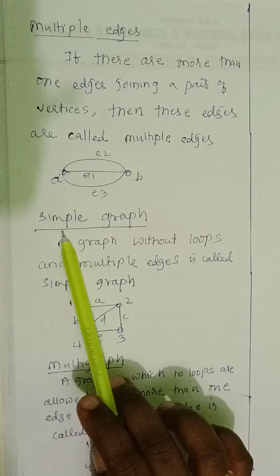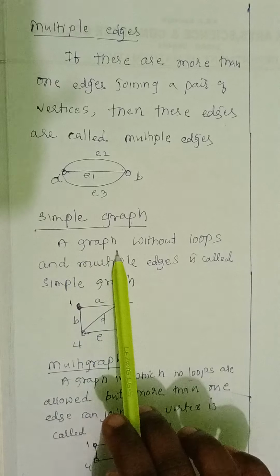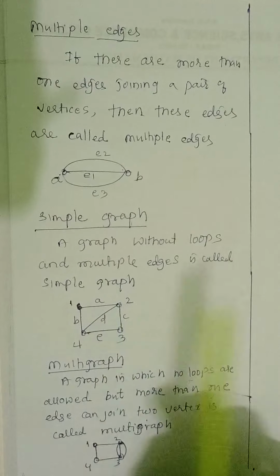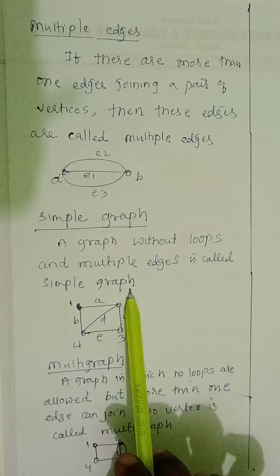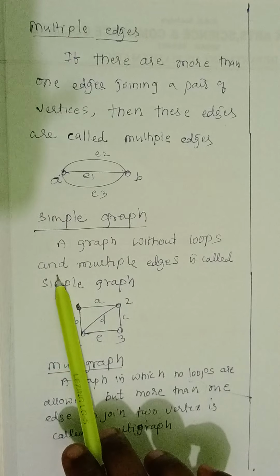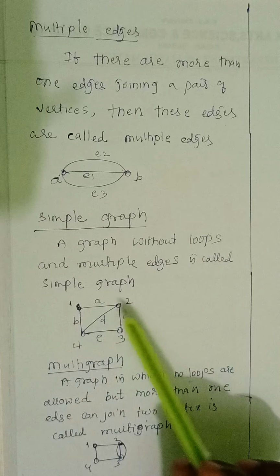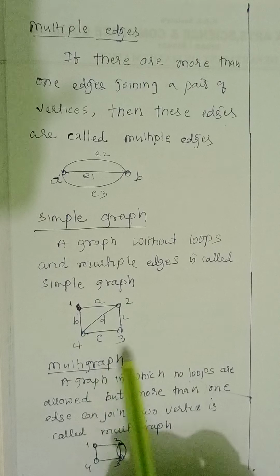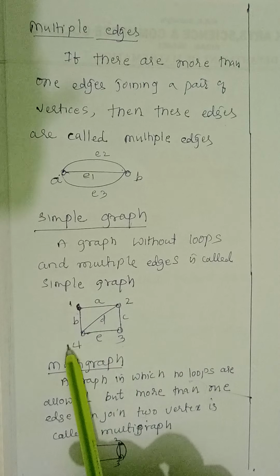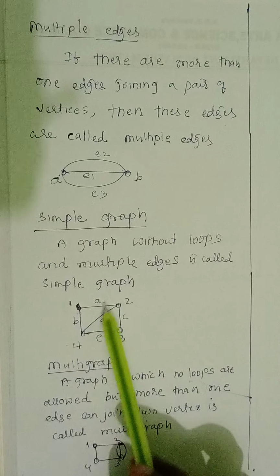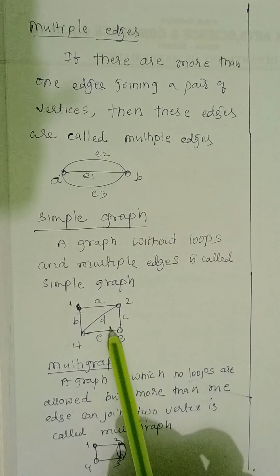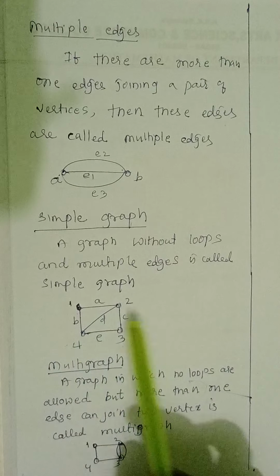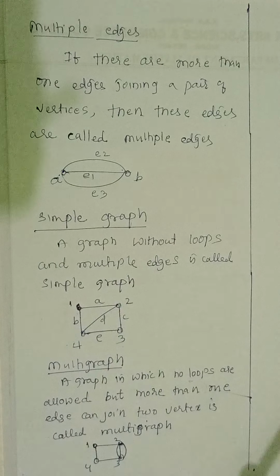Next take the definition, simple graph. A graph without loops and multiple edges is called a simple graph. The graph consists of no loops and no multiple edges. Here in this graph, vertices 1, 2, 3, 4, and edges A, B, C, D, E are there. There is no loop and no multiple edges. So such a graph is called a simple graph.